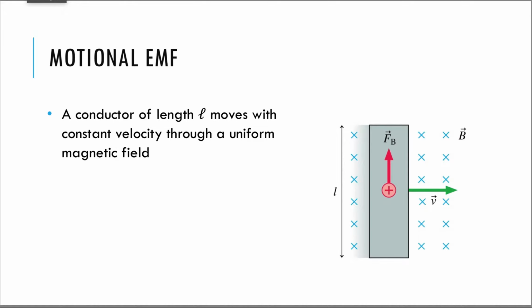Let's see what happens. So in this picture, we have a conductor, some kind of metal, that is moving to the right here, and there's an external field into the page. FB here is the magnetic force acting on a positive charge in the conductor. It's upward using the right hand rule.